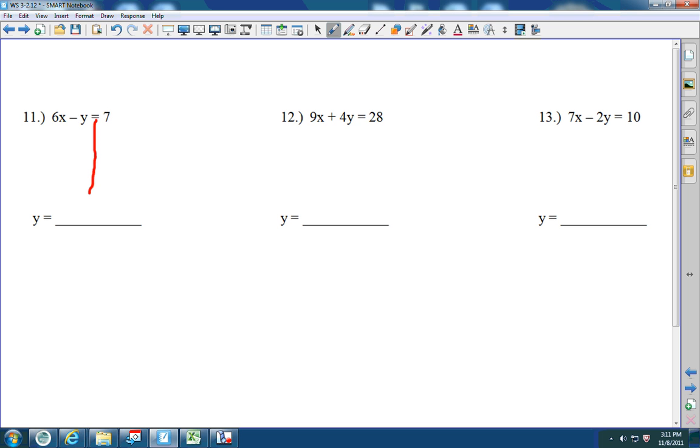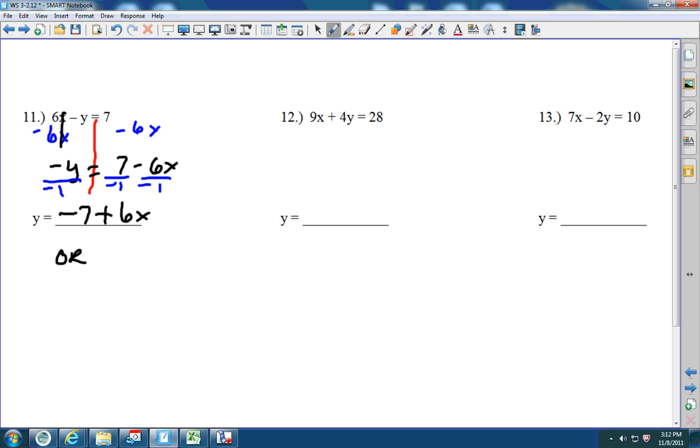Number 11, you will subtract 6x from each side. I get negative y equals 7 minus 6x. My y cannot be negative, so I'm going to divide by negative 1. And I'm going to get y equals, because negative divided by negative is a positive, negative 7 plus 6x. Or y equals 6x minus 7.